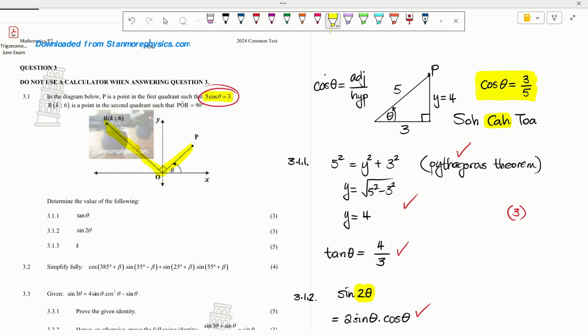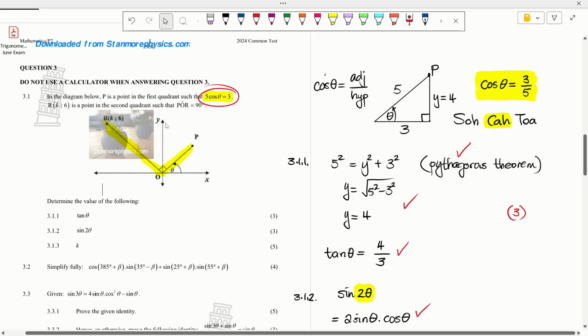Who remembers? If I multiply the gradients of perpendicular lines, what do I get? -1. So just remember it's negative 1. If you say 1, then it's a little bit wrong. So if I find the gradient of the line that connects P, I can find the gradient of the line that connects R by multiplying that by negative 1. And since I have the y value, I can also use that to find the x value.